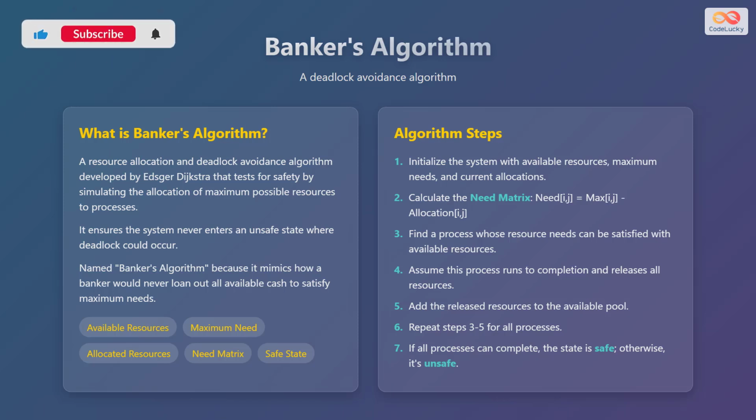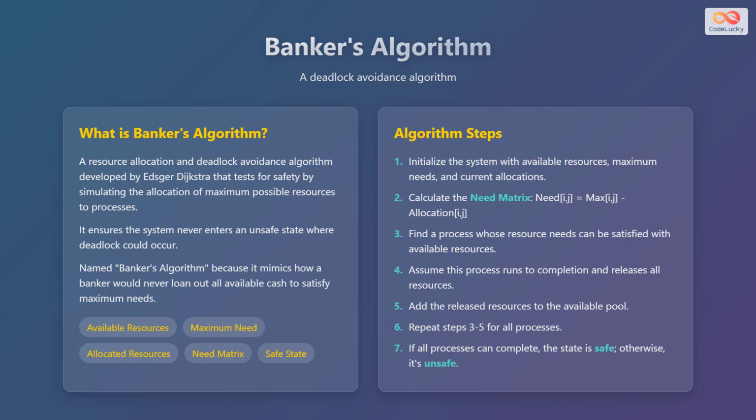Here are the algorithm steps. Number 1. Initialize the system with available resources, maximum needs, and current allocations. Number 2. Calculate the need matrix. Need of i,j equals max of i,j minus allocation of i,j. Number 3. Find a process whose resource needs can be satisfied with available resources. Number 4. Assume this process runs to completion and releases all resources.